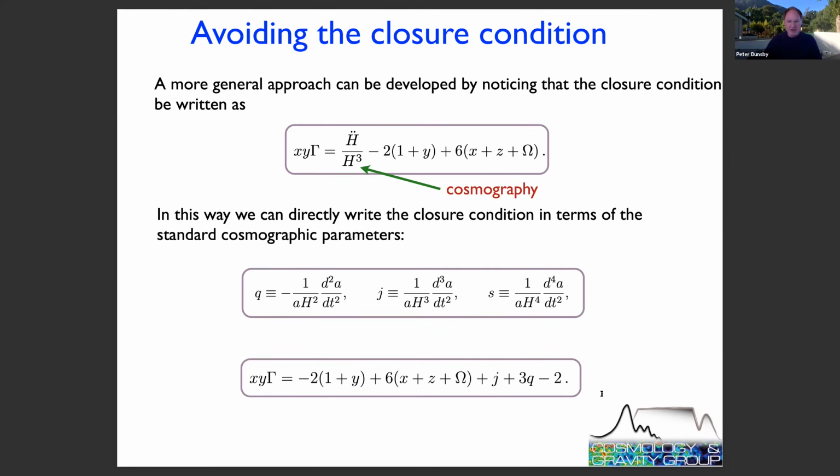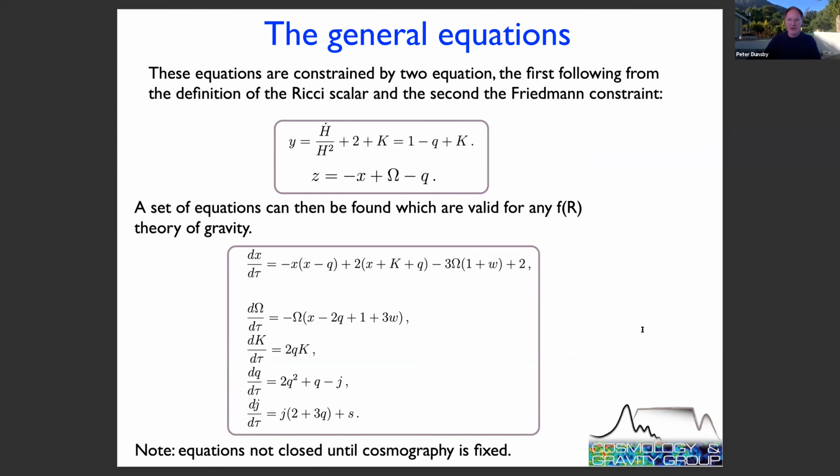So this is nice. It's still not closed, but what one can do is choose the cosmography, or choose the expansion history, and then use that to close the autonomous system of equations in a much more general way than simply fixing the theory of gravity and then trying to describe the dynamics within that theory, and then a whole series of other theories that one might want to consider. So in this way, one can describe whole classes of F(R) theories of gravity, which can be described by a particular expansion history. So these are general equations. They're not closed until you fix the particular cosmography.